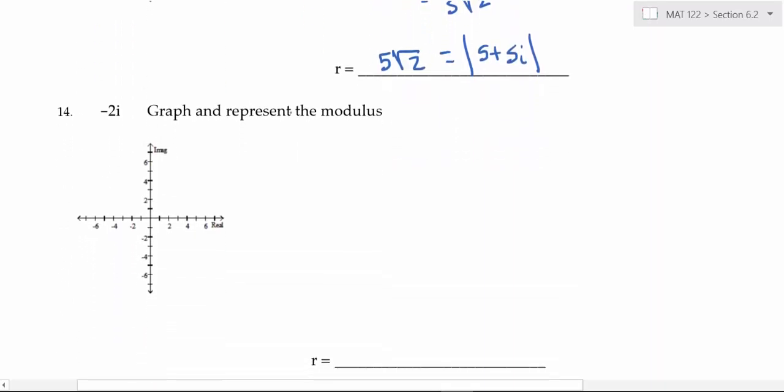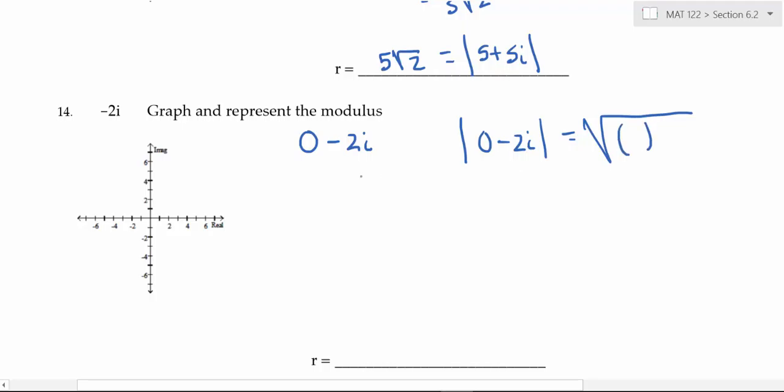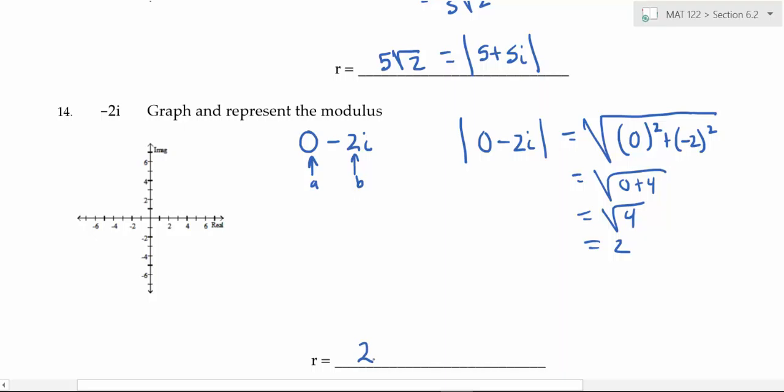Okay, next problem. This represents the number 0 minus 2i. When you do the absolute value of 0 minus 2i, you can go directly to the formula, which says take a squared plus b squared, and then take the square root of the sum of those squares. So we can go 0 squared plus negative 2 squared. Don't put the i in there. Then we would have 0 plus 4. So that's the square root of 4, which is equal to 2. So the modulus is 2. That's what the absolute value of negative 2i is.